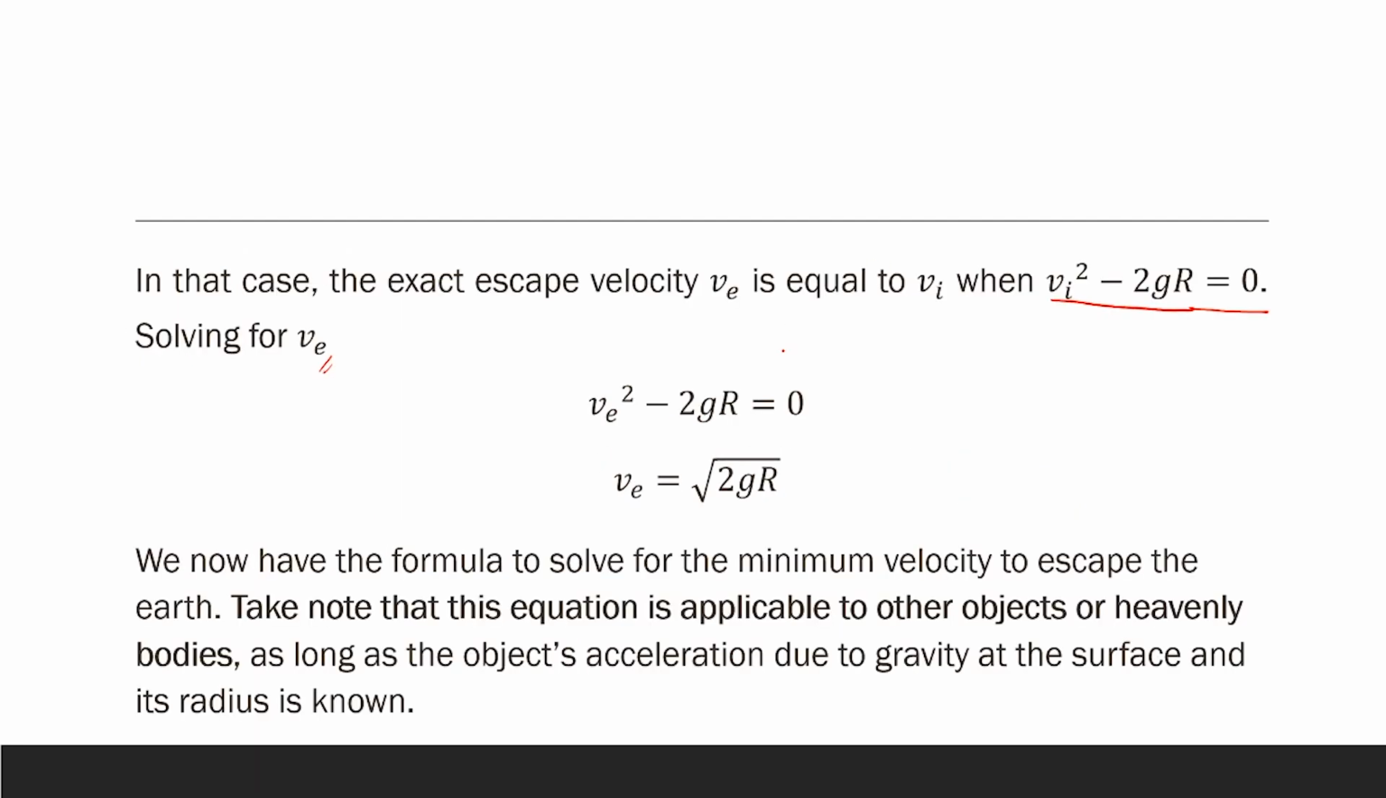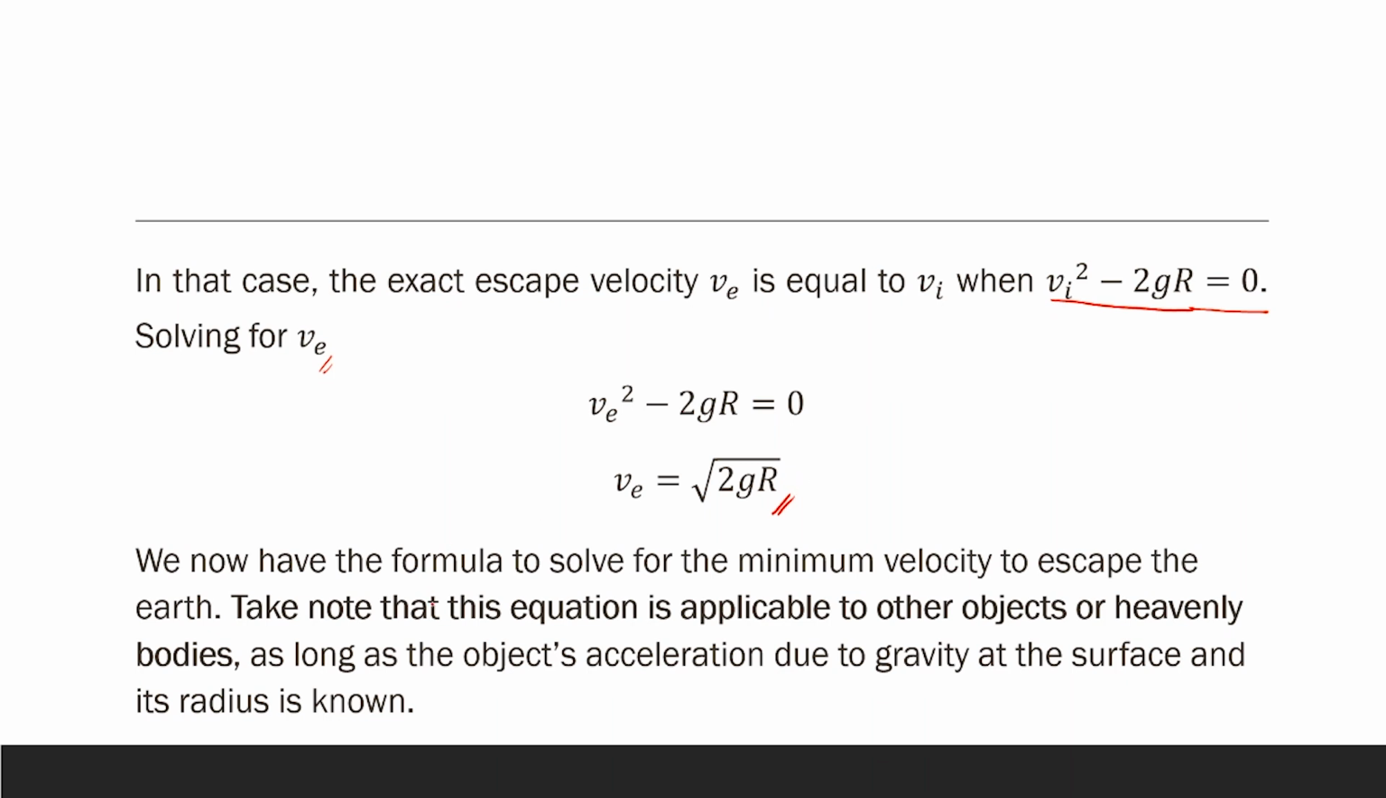So, if we substitute na yung VE dito, equate natin sa 0, ito yung kakalabasan. We have VE squared minus 2GR is equal to 0. So, gawin natin na nasa isang side lang si VE. We will have VE is equal to the square root of 2GR. Now, eto na nga yung formula natin for solving the escape velocity of an object leaving the Earth's gravity. So, VE is equal to square root of 2GR.